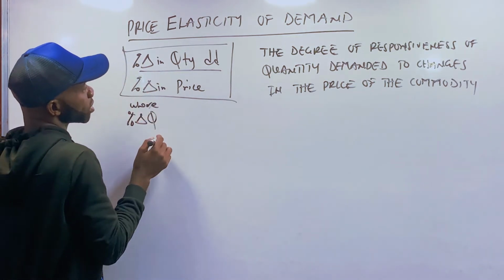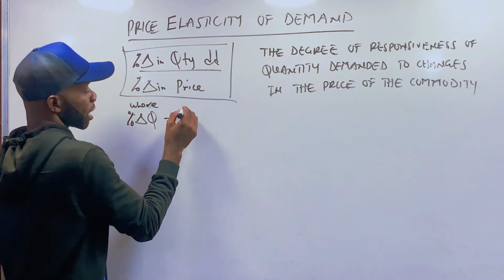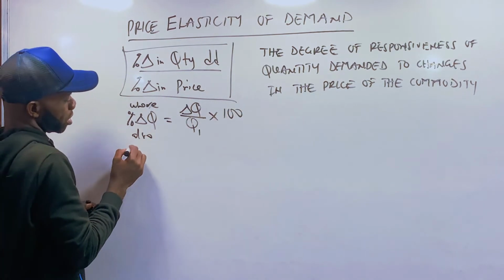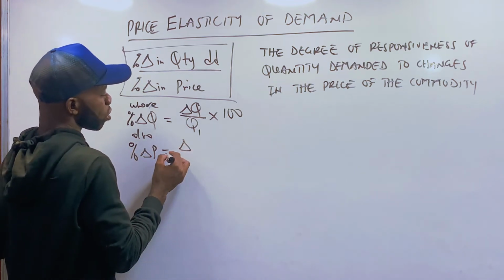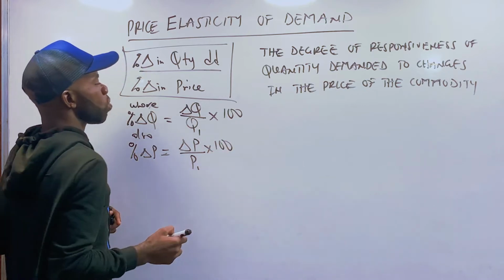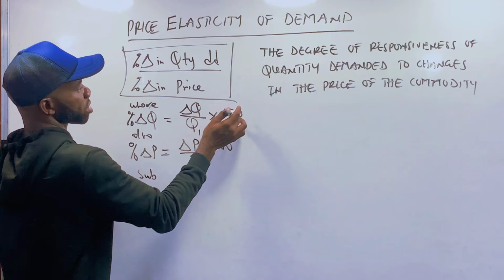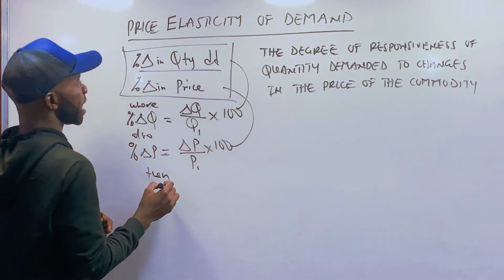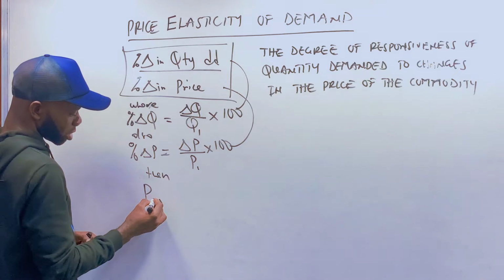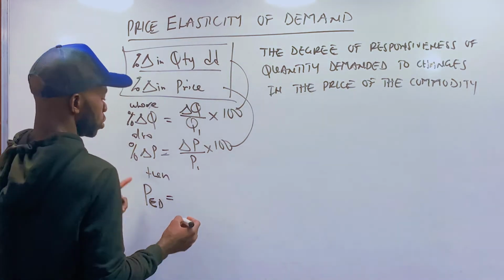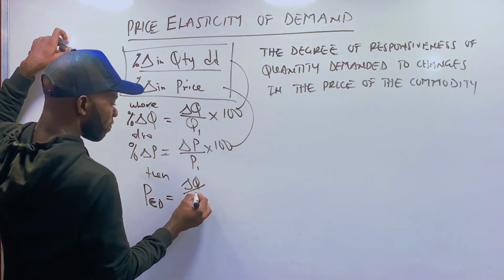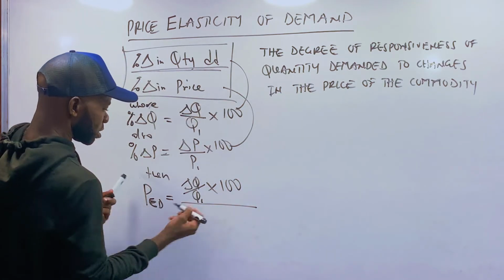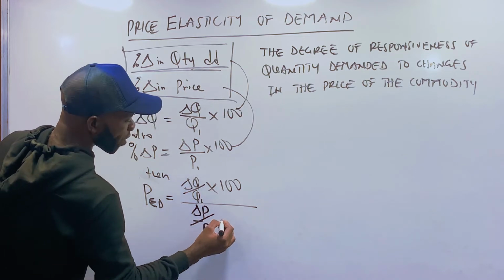Percentage change in quantity can also be gotten from the knowledge of change in quantity over first quantity times 100, while percentage change in price can also go with change in price over first price times 100. If you substitute this here and substitute this here, you're going to have price elasticity of demand. Please, that's what this notation means, PED. Price elasticity of demand will now be equal to change in quantity over first quantity times 100, all over change in price over first price times 100.